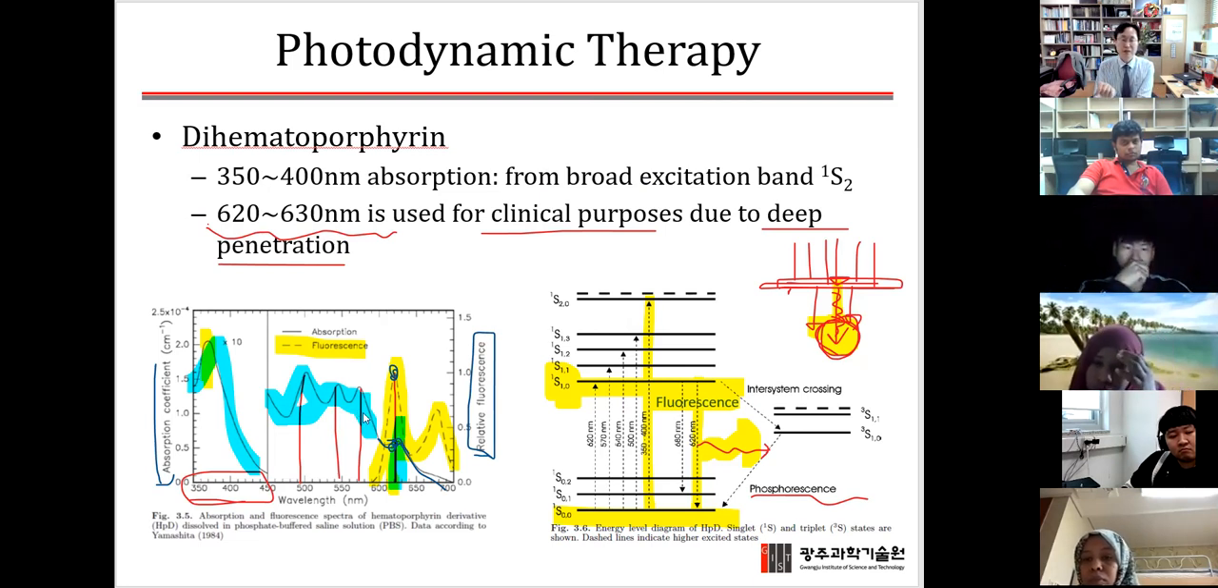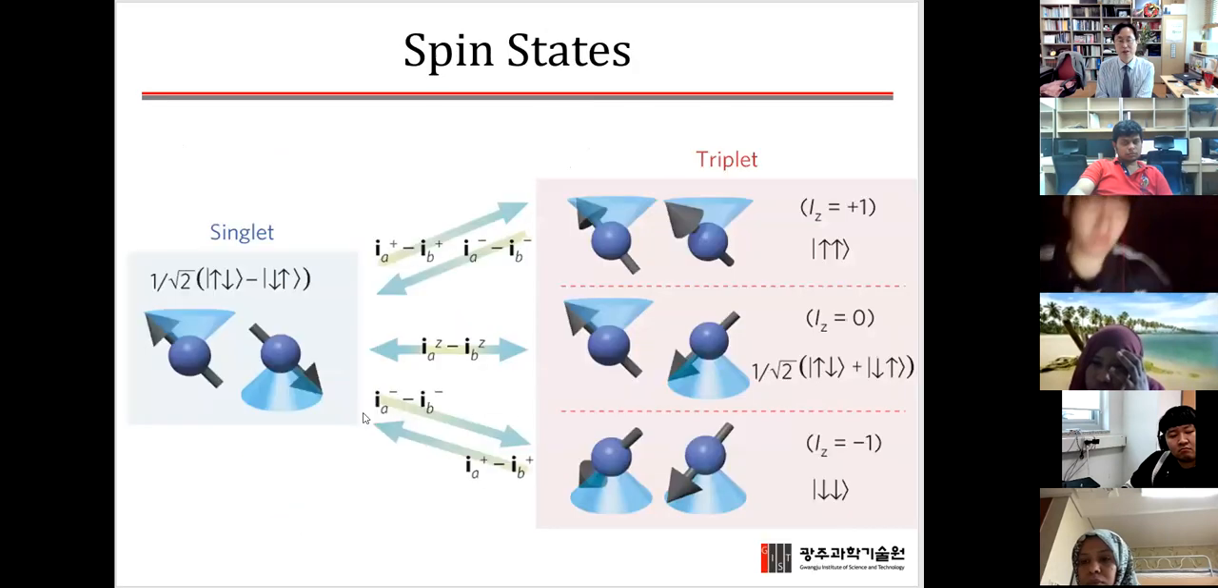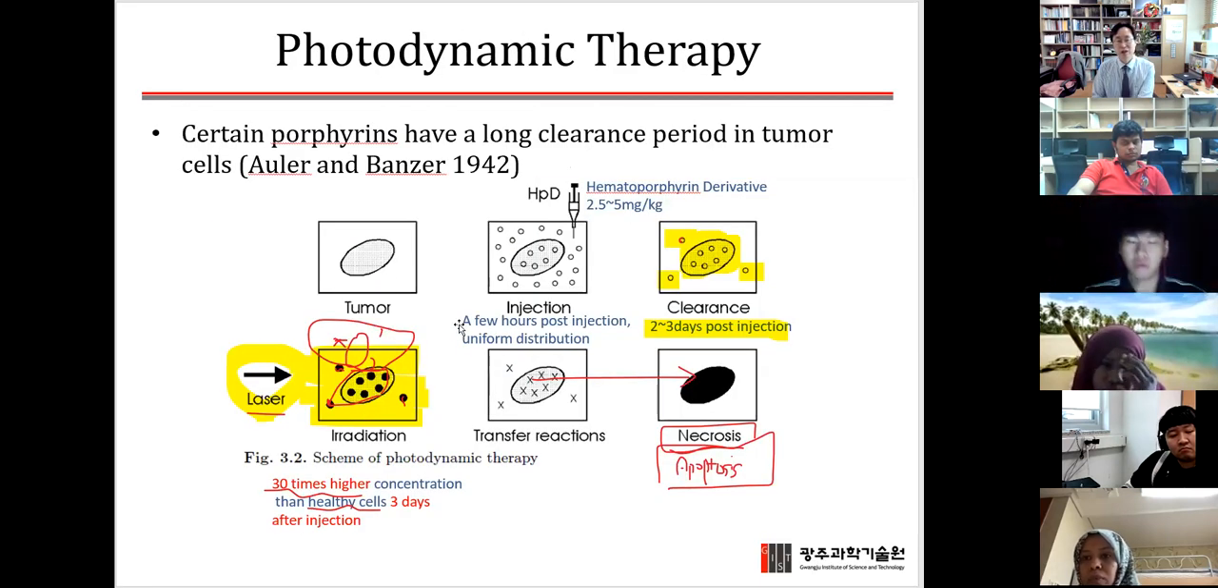So when you are having the photosensitizer in this process, injecting the photosensitizer into the patient and then waiting for a few days, during this time you need to avoid light, because before it goes to 2 or 3 days, normal tissue is also going to have quite a high concentration of the photosensitizer.